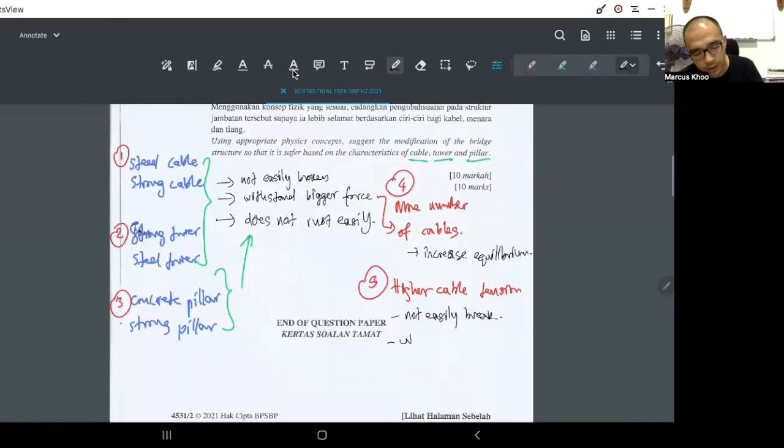Withstand bigger force. I seem to be saying the same thing. Yeah, withstand bigger force. It's like the same reason everywhere, sama saja. Okay, I'm looking at the scheme. There are another 3 more answers. I'm going to give you all. Number 1, the height of pillar is high. Okay, you have a high height of pillar.